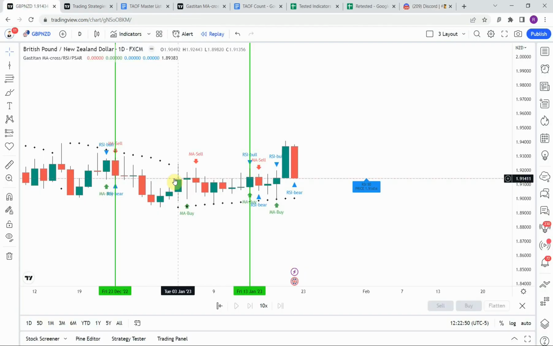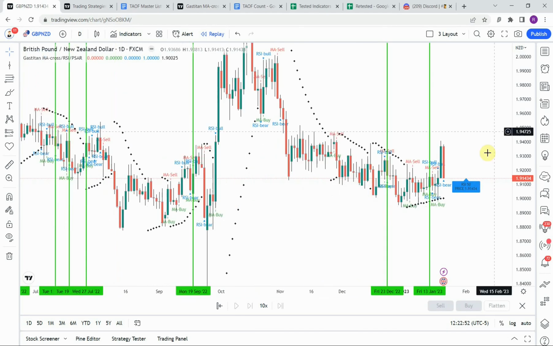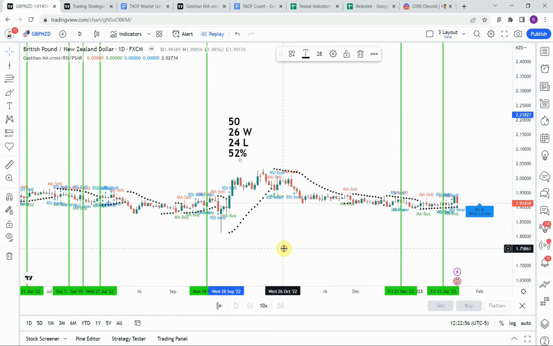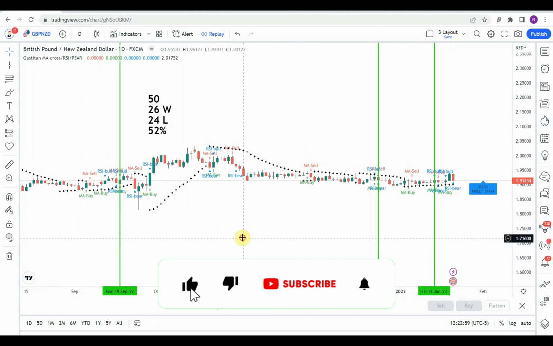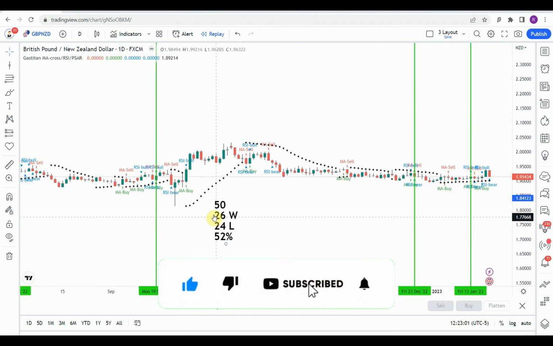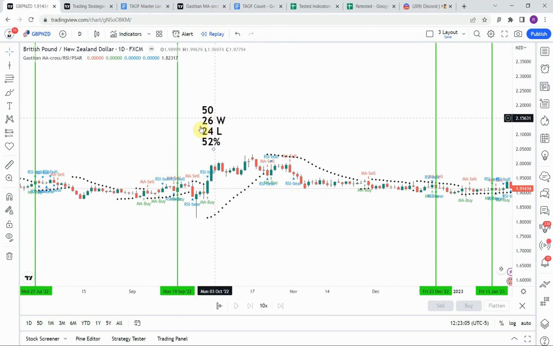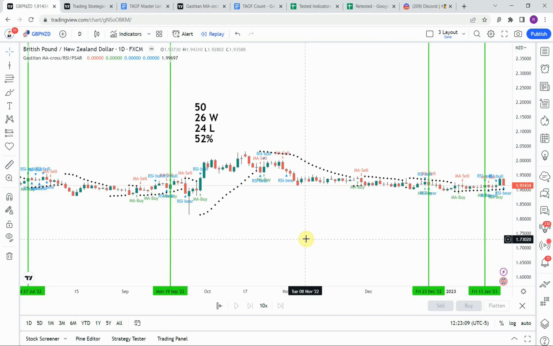All right, back to our indicator here. Go ahead and get this scroll back here and scrunched in. All right, there we go. So we did the 50 trade test like normal. Out of the 50 trades, we've got 26 winning trades. We got 24 losing trades. It's going to put us at a 52% win rate.